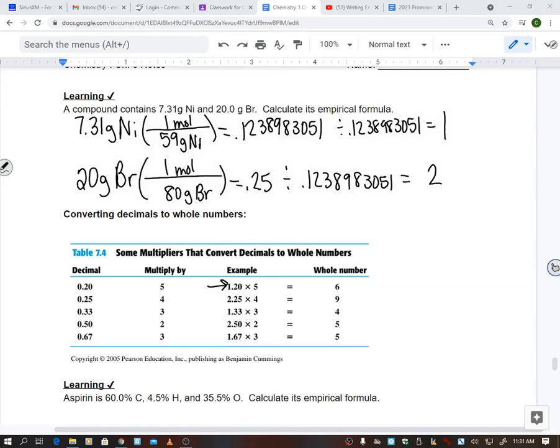So now, what this is telling me is that I have 1 nickel and I have 2 bromines. So I have NiBr2. In this case, I don't need step 4. I don't have a decimal, so I'm okay. And if my decimal is like 2.01, that's okay. 2.02, that's all fine.